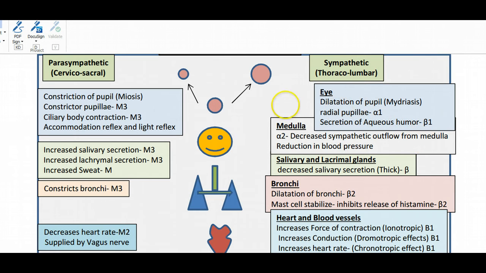Okay, now let's move on to the medulla. The effect of the sympathetic system on the medulla is mainly to modulate the sympathetic outflow. Here the role is mainly mediated via alpha-2 receptors. These alpha-2 receptors are present presynaptically, and they cause decreased sympathetic outflow from the medulla, which finally leads to a reduction in blood pressure.